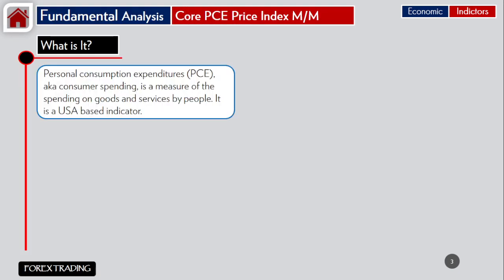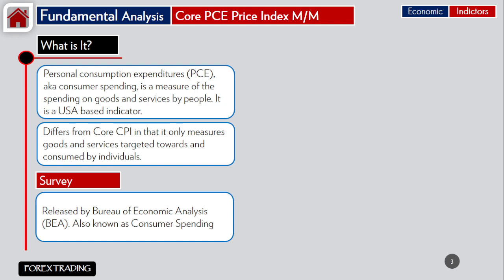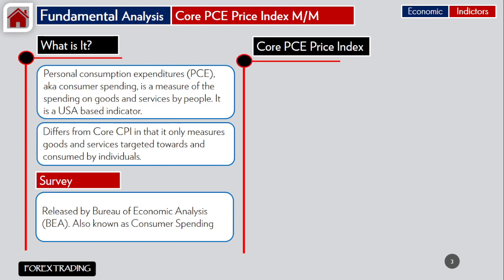So personal consumption expenditures, also known as consumer spending, is a measure of the spending on goods and services by people. It is a USA based indicator and it differs from core CPI in that it only measures goods and services targeted towards and consumed by individuals. It's basically a survey, and it is released by the Bureau of Economic Analysis (BEA), an agency or department in the USA. It is also known as consumer spending.